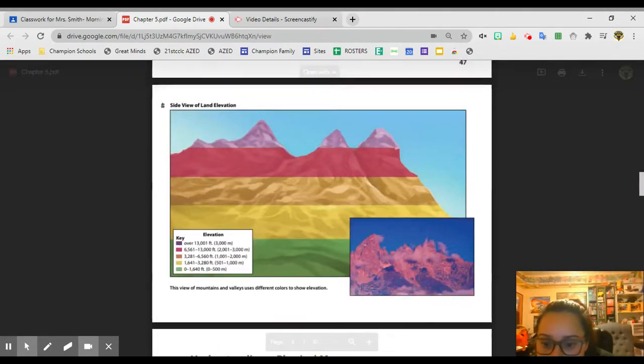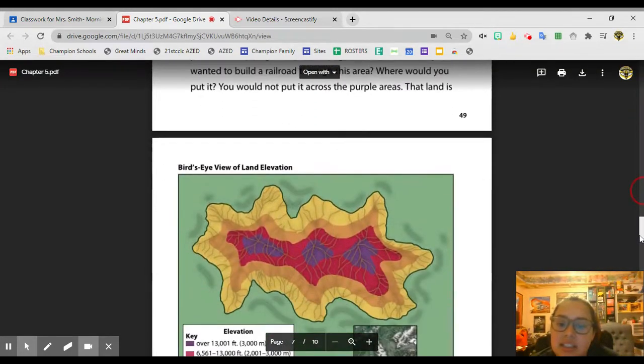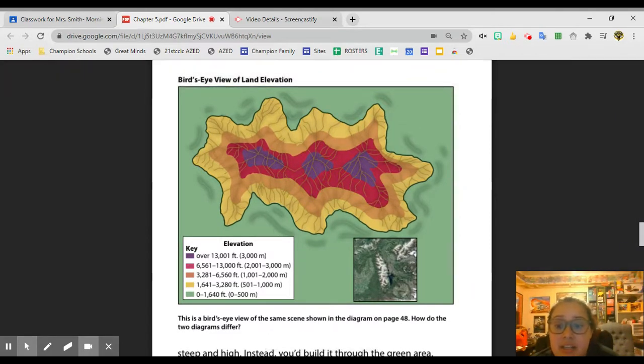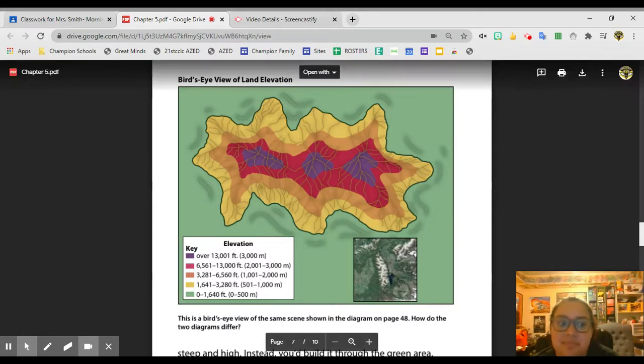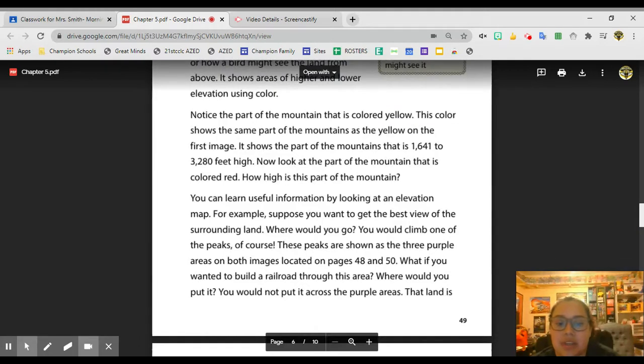Red is 6,561 to 13,000 feet. I apologize, it's kind of late. And here again, you see it here. So it's very high, not as high as the purple, but high up there. The purple is the peak, so it's the highest part of the mountain.